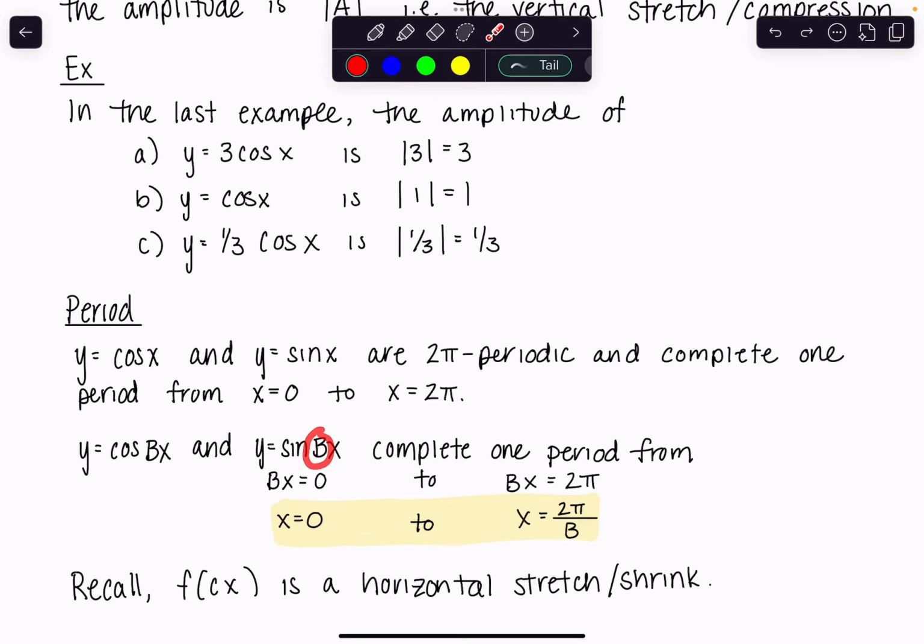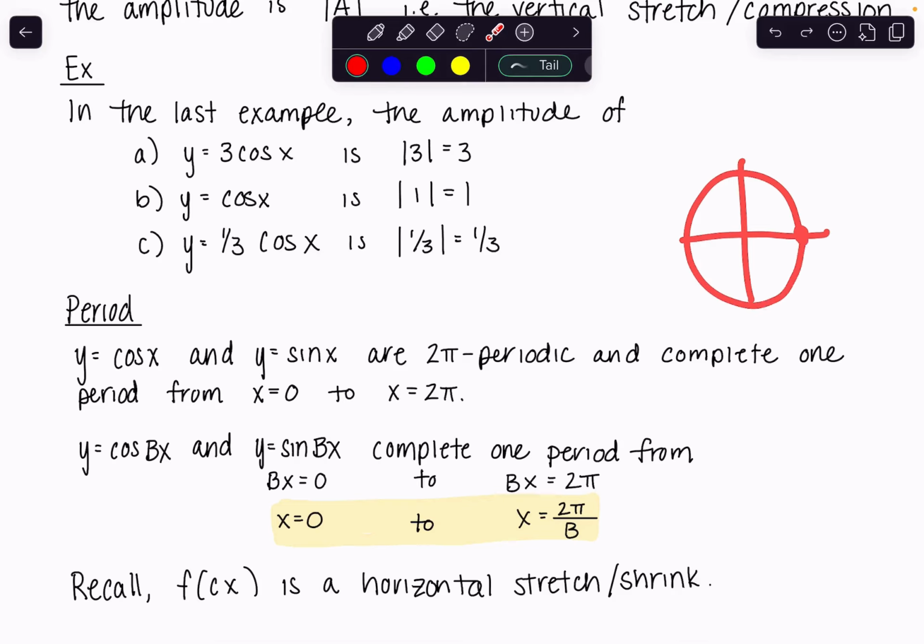Instead, I know this is going to impact it horizontally. It's going to stretch or shrink it. But again, I'm going to know when my inside equals 0, that's when I'm starting the formation of my unit circle. And when the inside equals 2 pi, that's when I've gone through a full picture of my sine function and my sine graph, okay?